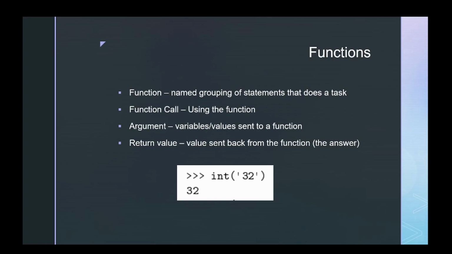So for example, here we have a function int, and it's going to take any string and convert it to an integer number. So here we send int in parentheses with quotes the number 32, and it's going to take that string and actually make it into the integer 32.